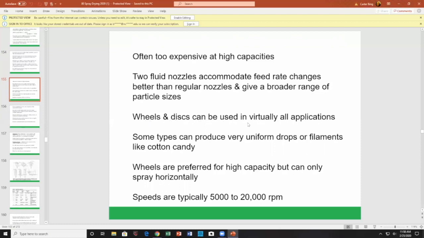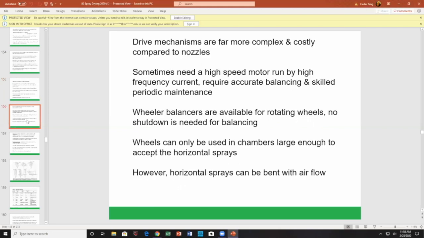Wheels and discs can be used in virtually all applications. Some types produce very uniform drops. Ligaments like cotton candy. You should review my course on atomization, and you should also review my course on drying 1 and drying 2. Wheels are preferred at high capacity because the horizontal spray speeds are very high. 20,000 RPM, that's fast.